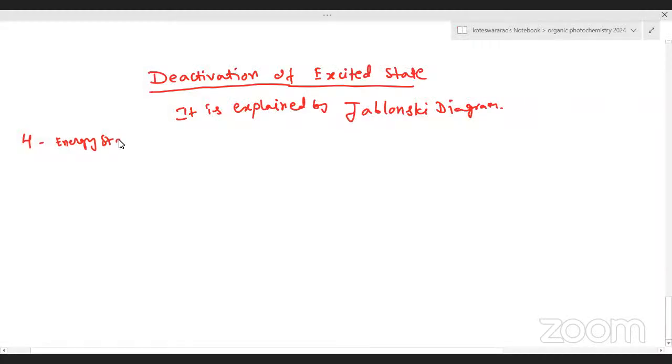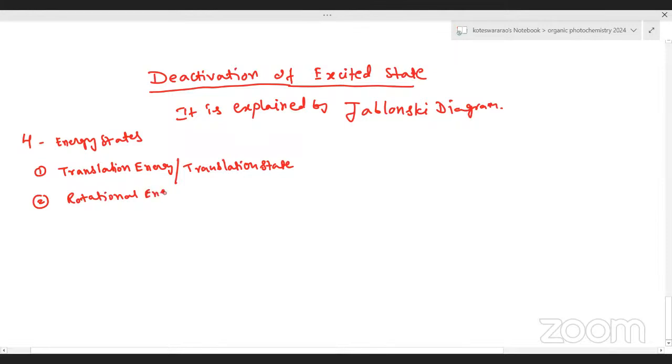Four different types of energy states, right? What are they? Translation energy, or we can say the changes that occur in that state are called translation state. And the second one is the rotational energy. That is called rotational change.